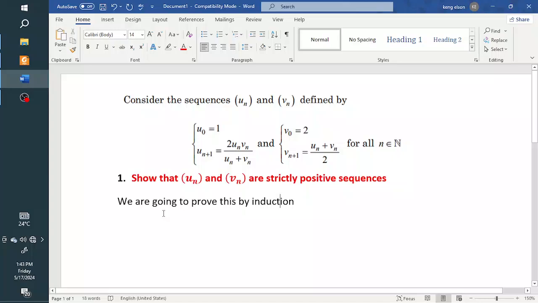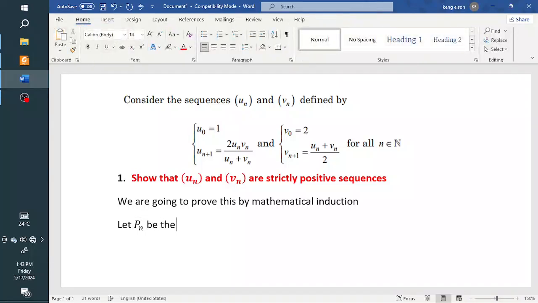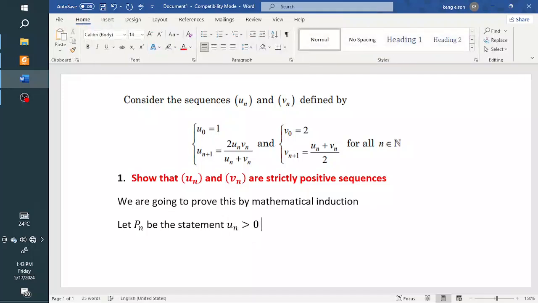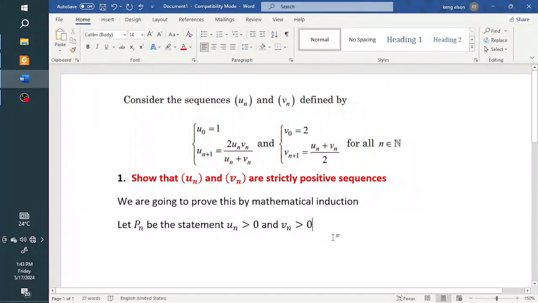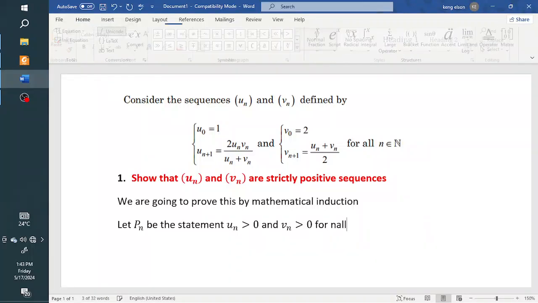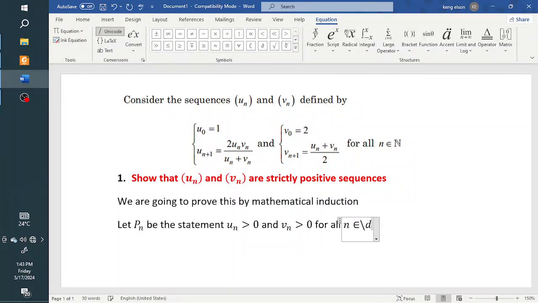Okay, so we are going to prove this by mathematical induction. For mathematical induction, we start by looking for the statement. So let P of n be the statement: un is positive, which means greater than 0, and vn is positive, which means also strictly greater than 0. So this is my P of n for all n in the set of natural numbers.